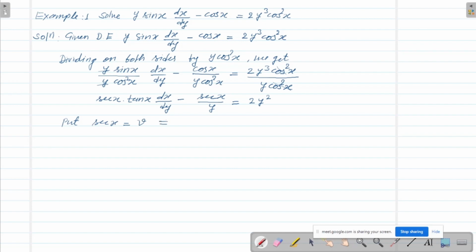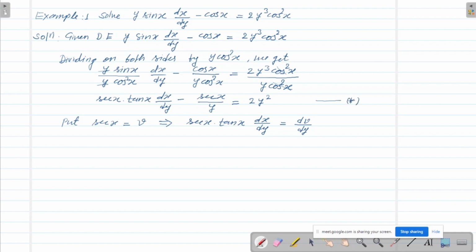Now differentiate this. If you differentiate, you will get sec x into tan x dx by dy equal to dv by dy. I am differentiating this with respect to y, so the derivative of sec x is sec x into tan x, and the derivative of v is dv by dy. Now substituting this here in the equation, call it equation number star.